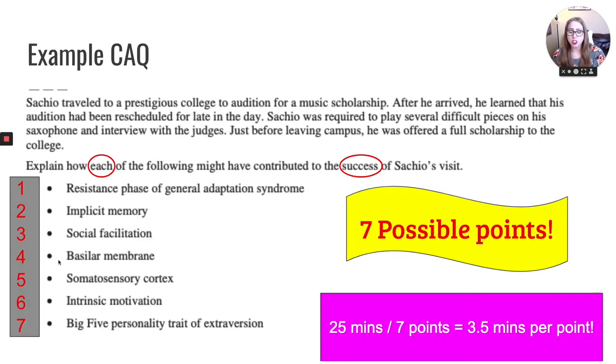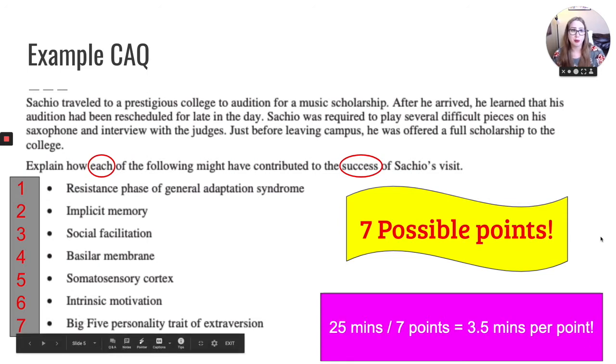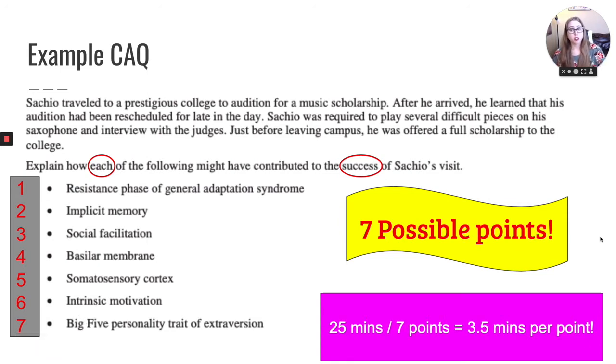So as you see, each bullet point is going to be 1 point that you can earn for a total of 7 possible points. So in order to get those points, you need to be explaining how each of the following have contributed to the success of Seishio's visit. So you're focusing on the success here. You don't want to talk about what may have stressed him out or contradict anything that did happen in this scenario.